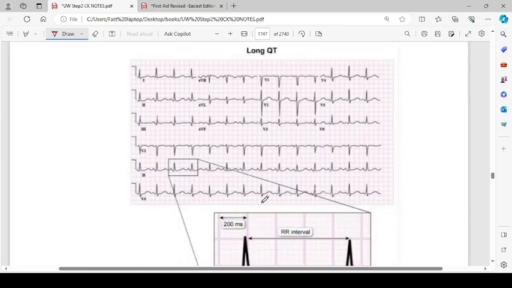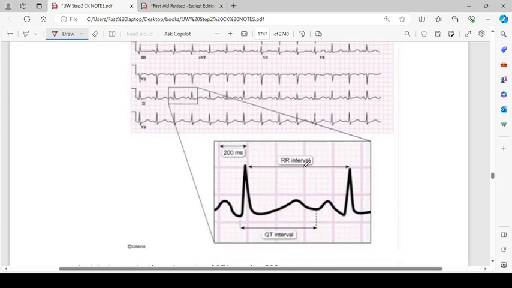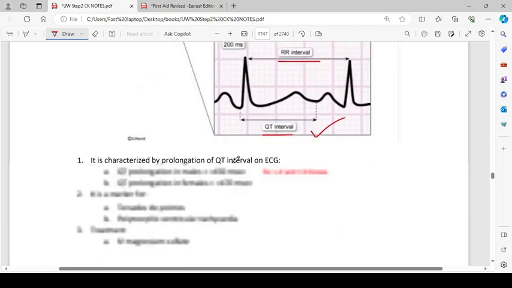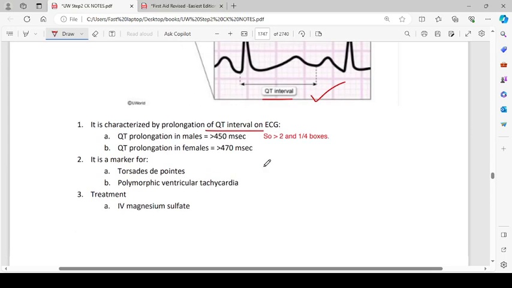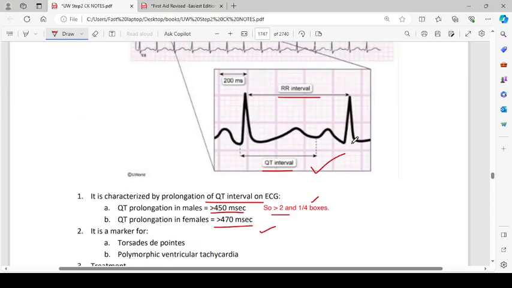Now, what is long QT syndrome? Long QT syndrome can be congenital or acquired. You can see that the RR interval is this, and the QT interval is prolonged. It is characterized by prolongation of the QT interval on ECG. QT prolongation in males, if it is more than 450 milliseconds, is considered prolonged QT, and in females more than 470 milliseconds.